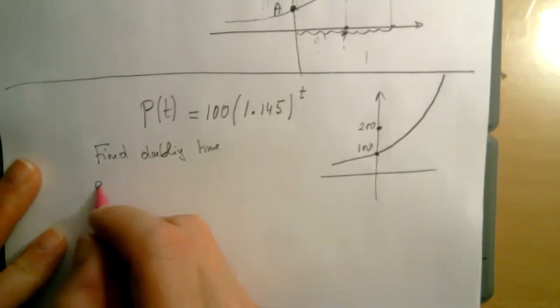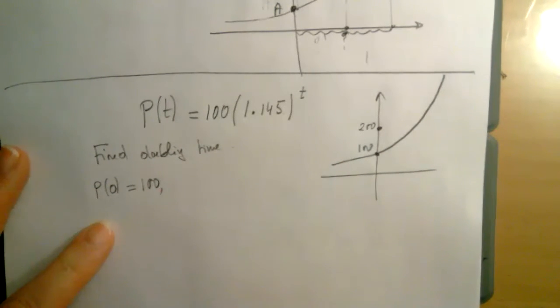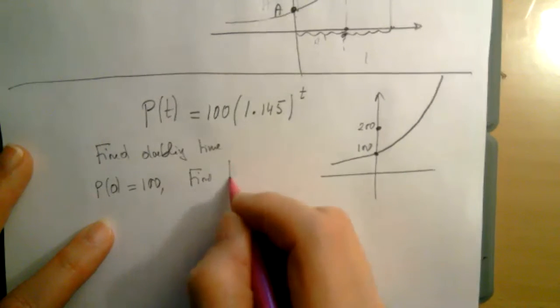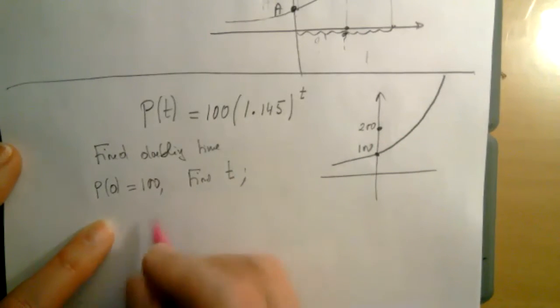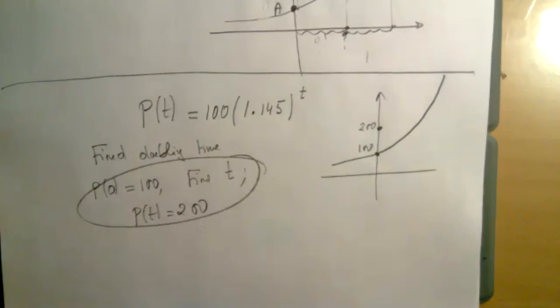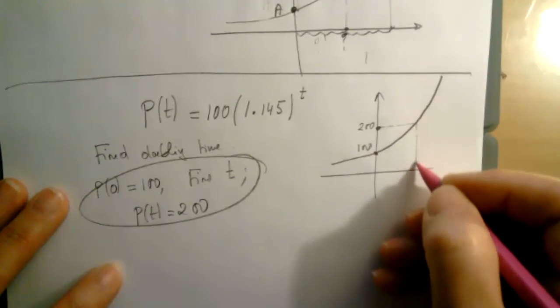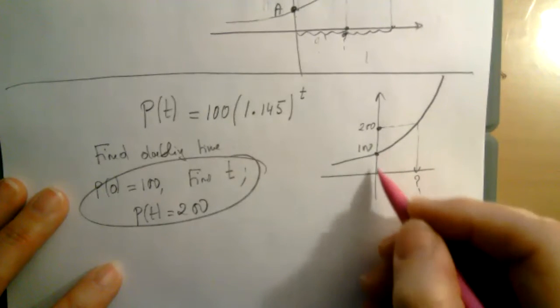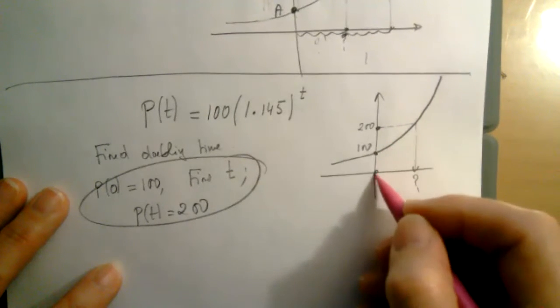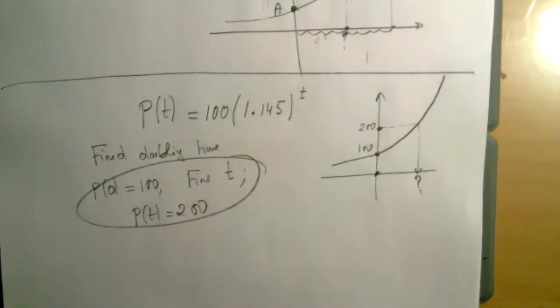Initially, at 0, the population is 100. And my question is, I need to find how long it took for the population to grow from 100 to 200. Doubling time means I need to find the time for it to grow to 200. So this is my population. At t equal to 0, we are at 100. Do you think that's an easy problem or a hard problem?